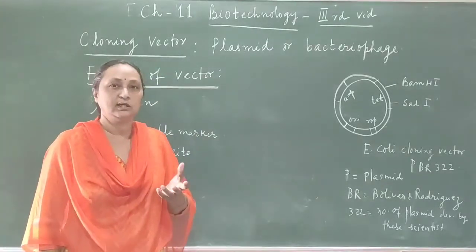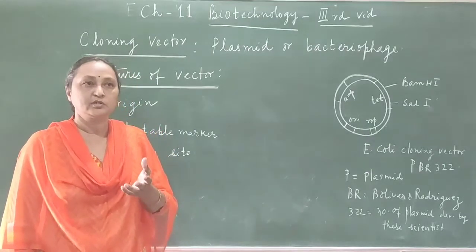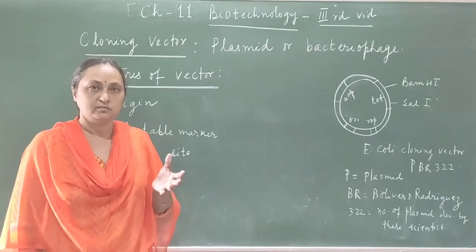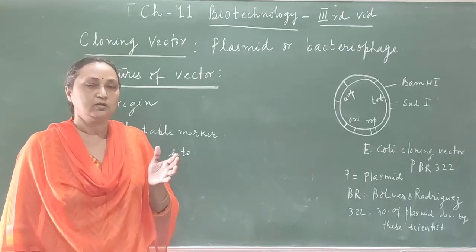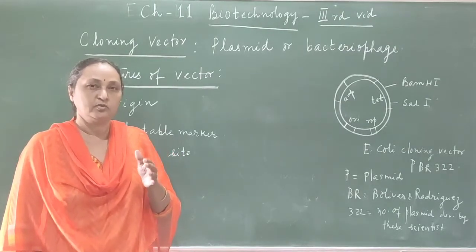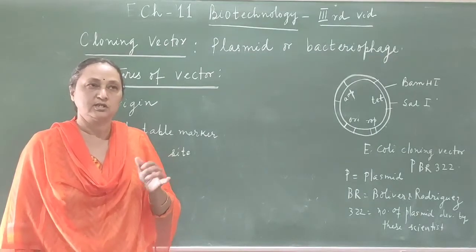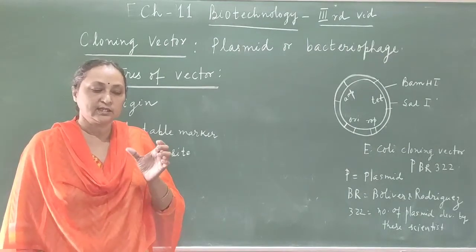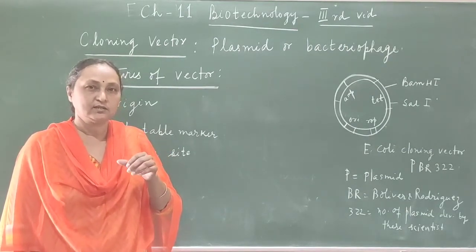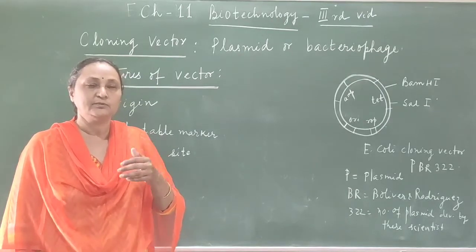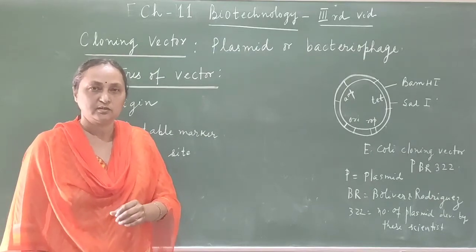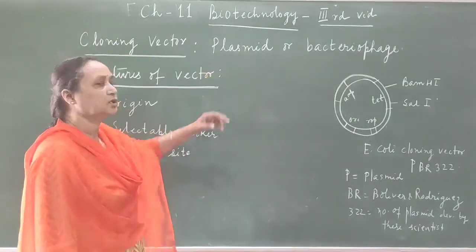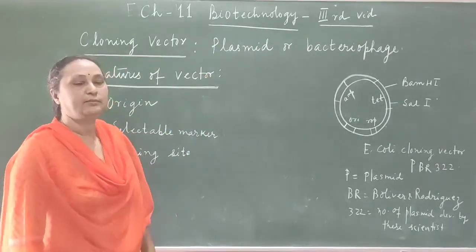Now clone, you know, means multiple copies of the same organism, so we call it a clone. Structurally and chromosomally also they are similar to the original organism. So the vectors are responsible for making multiple copies of the DNA, and they are called cloning vectors. The plasmid can be a cloning vector, or the bacteriophage.